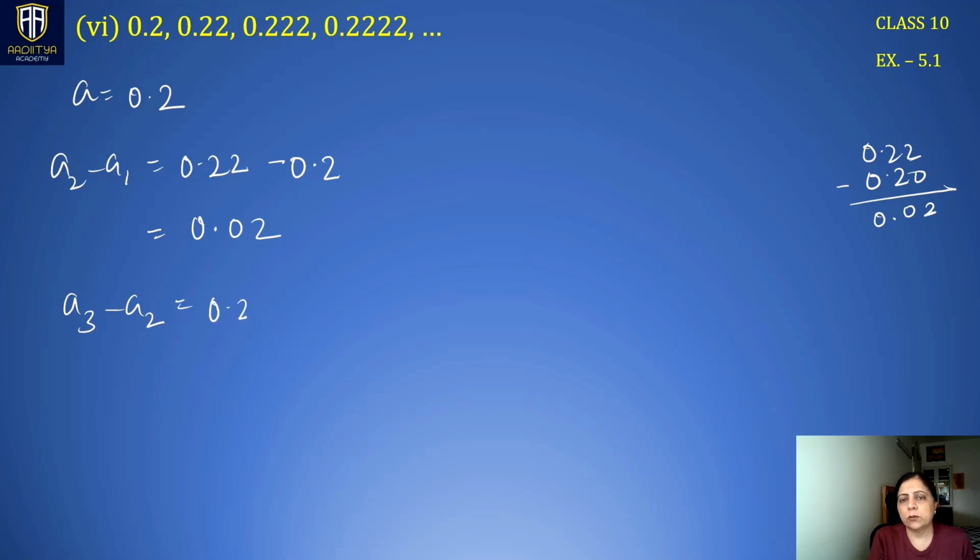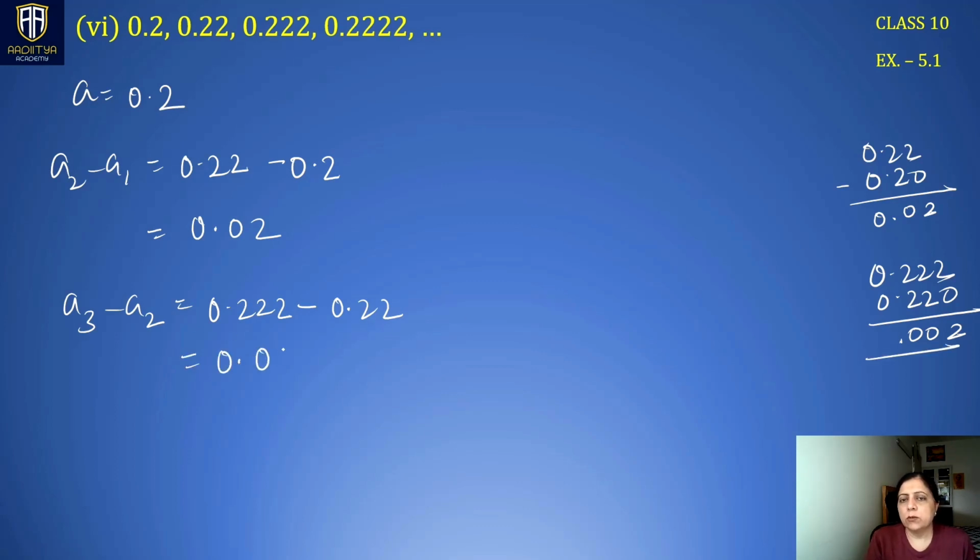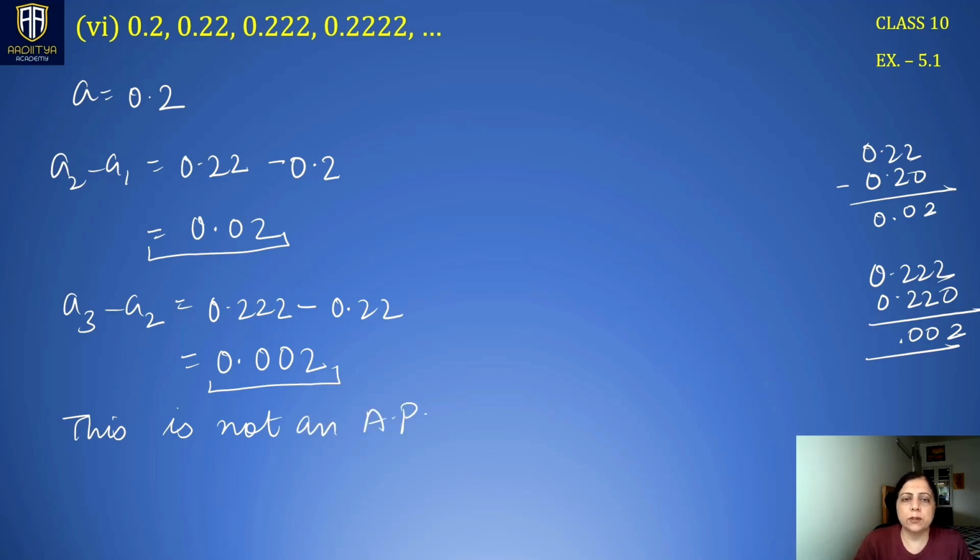a3 is 0.222 minus 0.22. For subtraction, 0.222 minus 0.22, you can write 0 here. This difference comes out to be 0.002. See here the difference is 0.02 and in the next pair it becomes 0.002, which are not the same. So we can say that this is not an arithmetic progression because the common difference between two pairs is not the same.